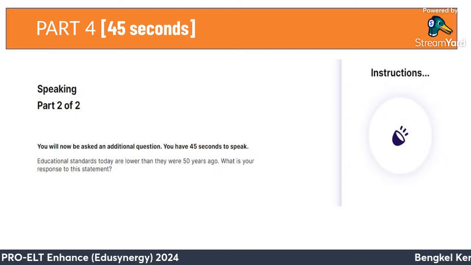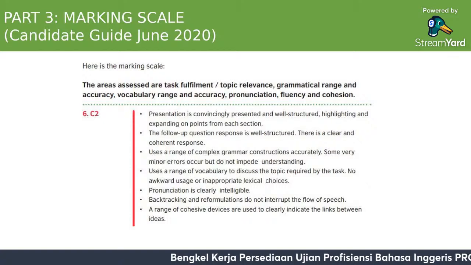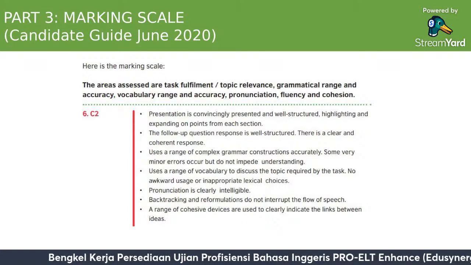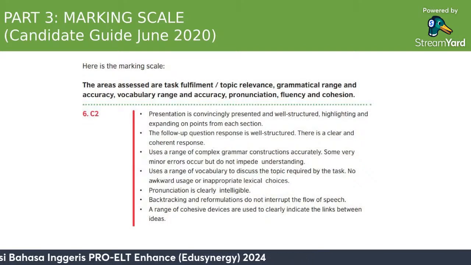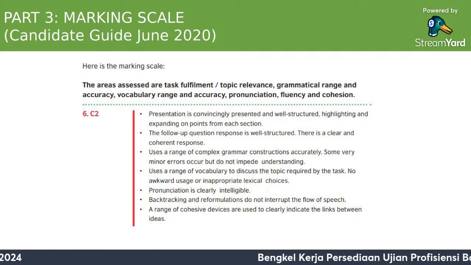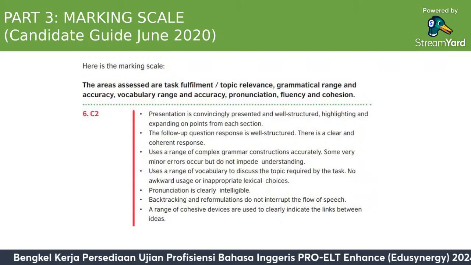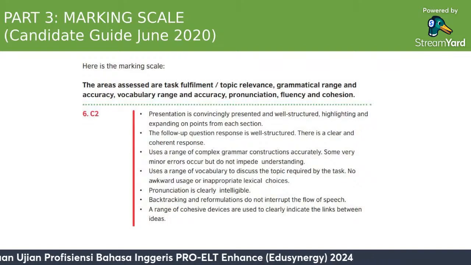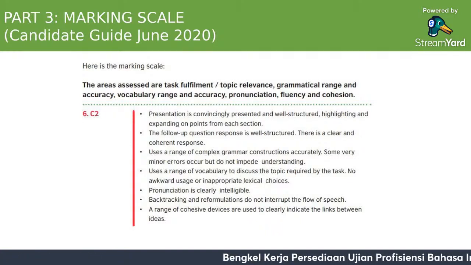For this question, the highest level is C2. Let's look at the marking scale for C2. Presentation is convincingly presented and well structured. You have preparation time, right? So it should be well structured and organized. This is C2, and can be a target. The follow-up question response is well structured, clear, and coherent. I mean, there is a flow. Coherent means there is a flow. It uses a range of complex grammar structures, with some very minor errors, but does not impede understanding.